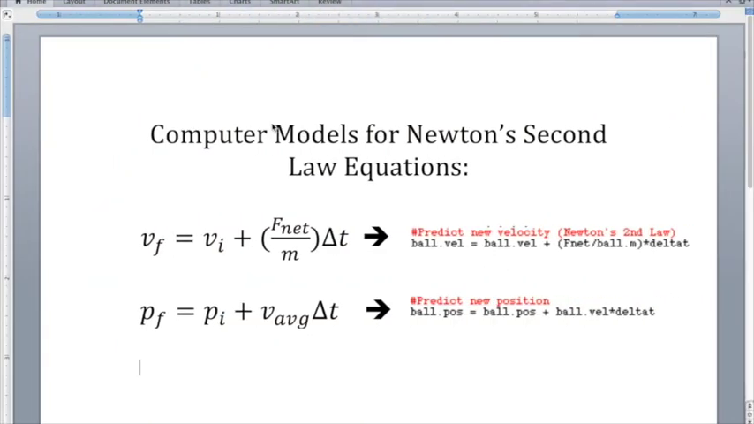Moving on to the computer model, here I have the code versions of both of the equations for Newton's second law. ball.vel equals ball.vel plus Fnet divided by ball.m times delta t. And ball.pos equals ball.pos plus ball.vel times delta t.